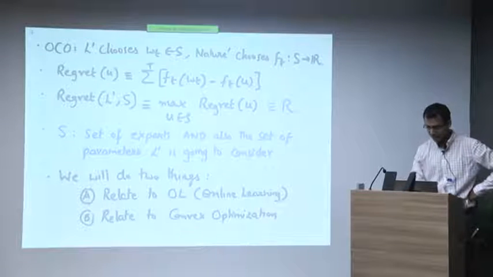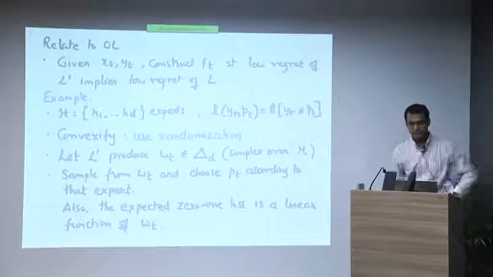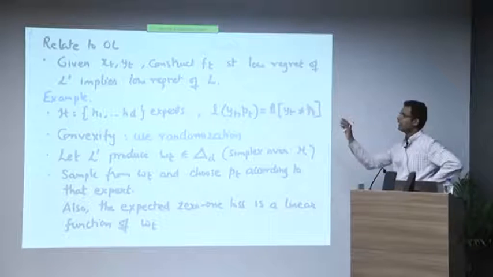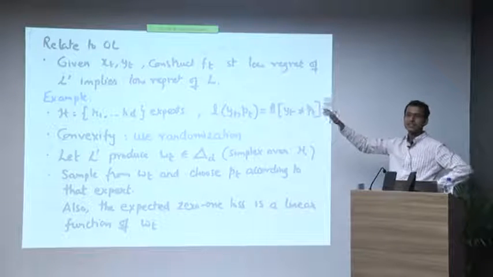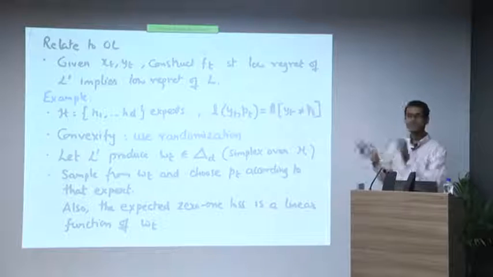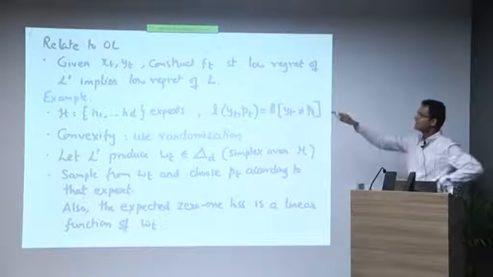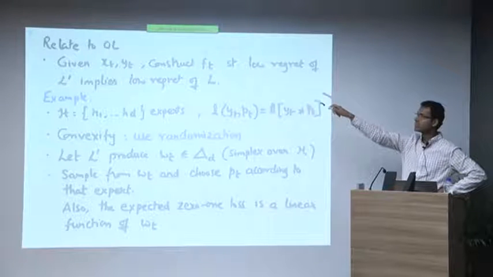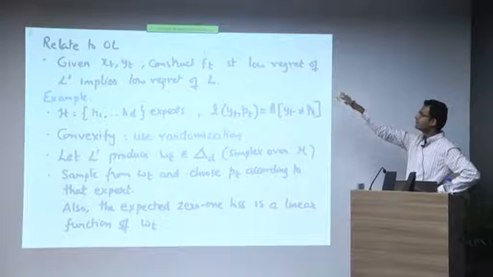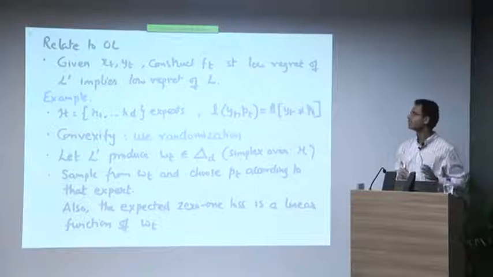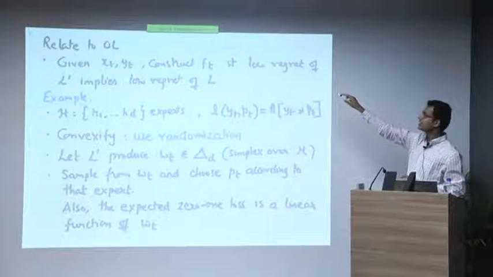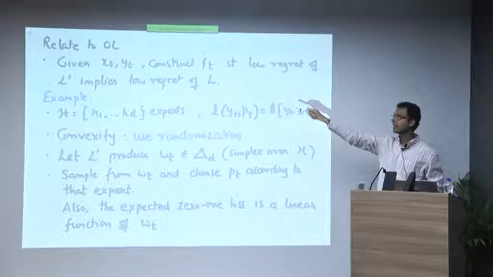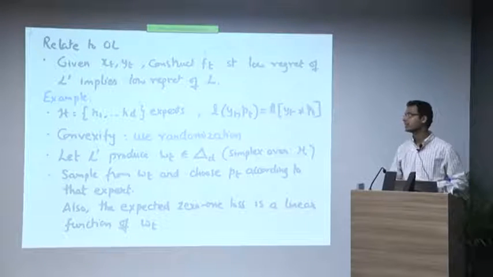So let's look at the first relation. Let's say xt and yt are not really in the online convex optimization world; they are in the online learning world. Given xt and yt, we can construct a convex function Ft, parameterized by xt and yt, and then get into the online convex optimization world, where we aim to get low regret, so that low regret for the OCO learner L prime implies a low regret for the online learning learner L.